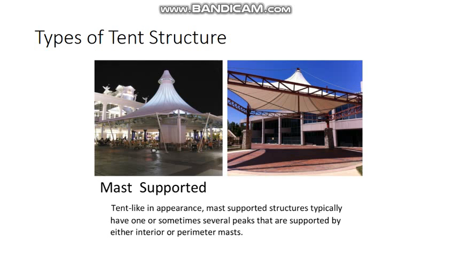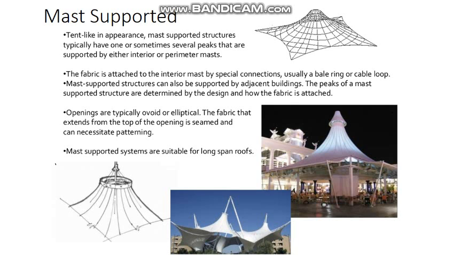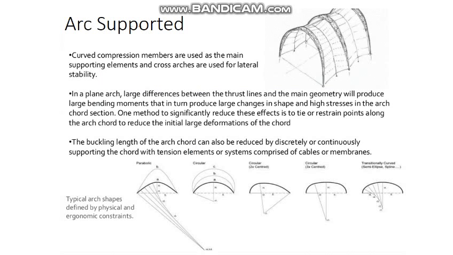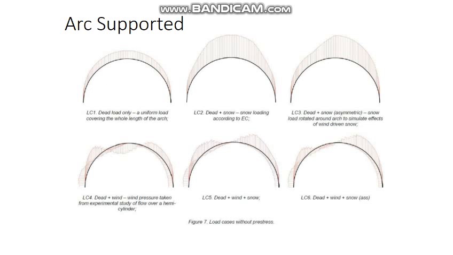This is also a use of membrane, different membrane types to support and to cover the area. Arc supported are also with a series of frames used to cover the area, and the membrane were on the top to cover it. There are different shapes, parabolic, circular frames.